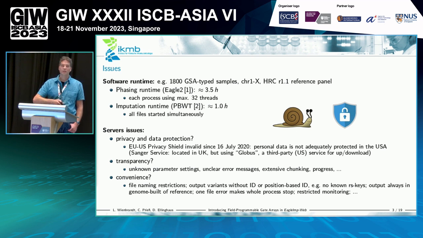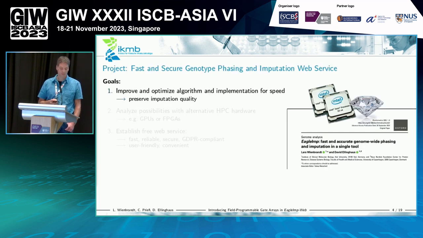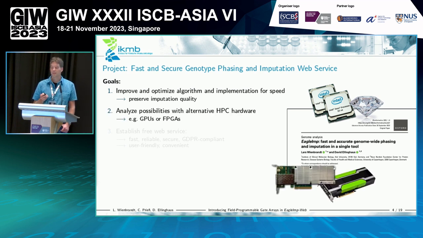So what we already did some years ago was to set up a project where we firstly wanted to improve and optimize the algorithms themselves for speed. But of course, we don't want to get worse in imputation quality. And then the second part, which is also what I focus on here, is we wanted to analyze how we can squeeze out a bit more speed when we apply alternative architectures like FPGAs or even GPUs. Here I will focus on FPGAs because this is simply my topic of research.